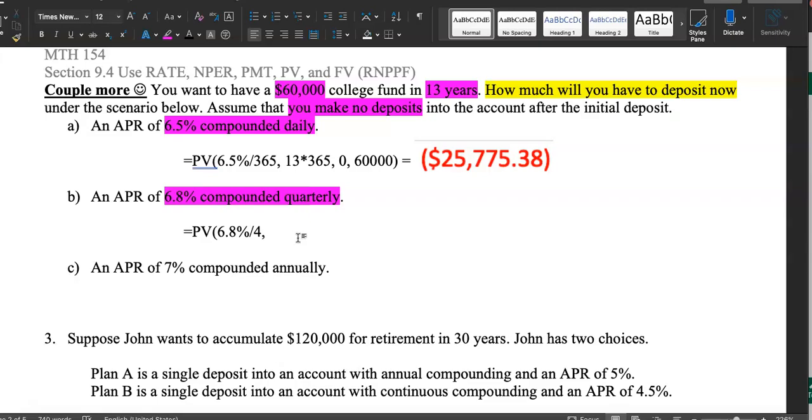All right. The next one is N per, number of quarters in 13 years. How many quarters do we have in 13 years? We have 13 times 4 quarters, right? Comma. Payment is 0 as we're not making any additional deposits, but we still have the same goal of $60,000. All right, that is what we're going to enter into Excel together. And notice, it's compounding less frequently, but it's got a slightly higher APR. So I can't really tell if it's going to be higher or lower than the amount above.